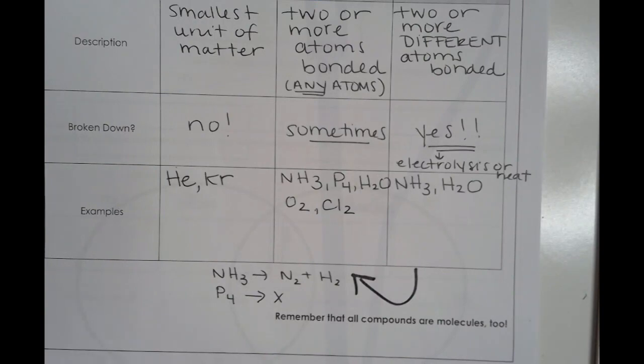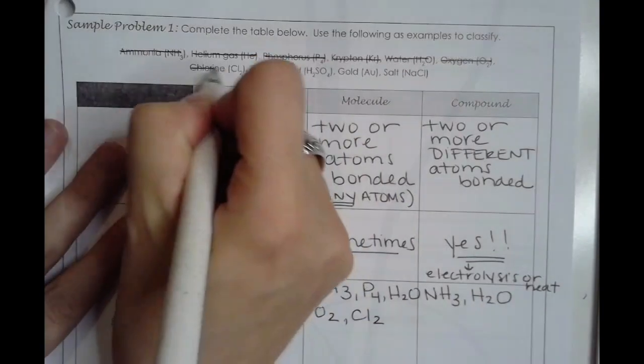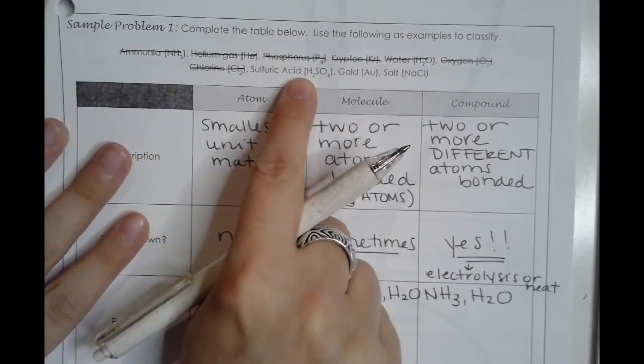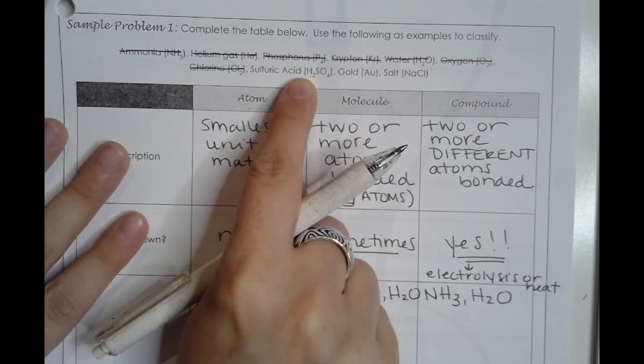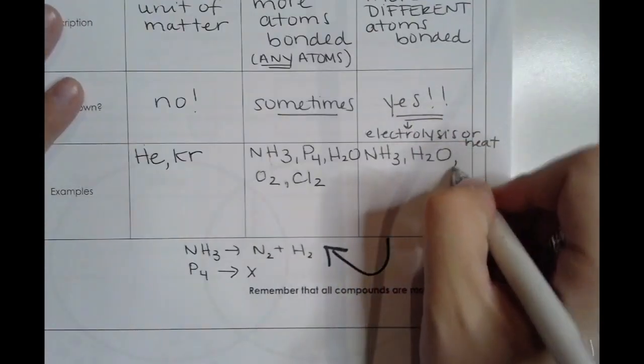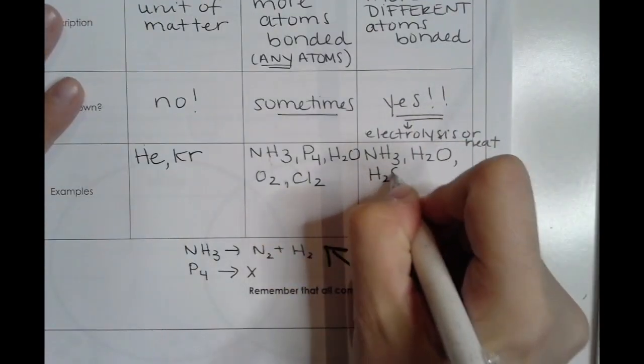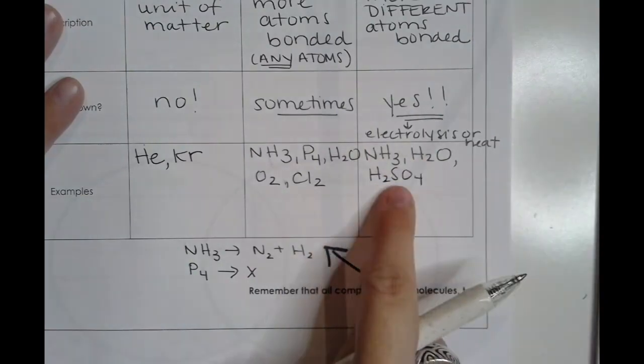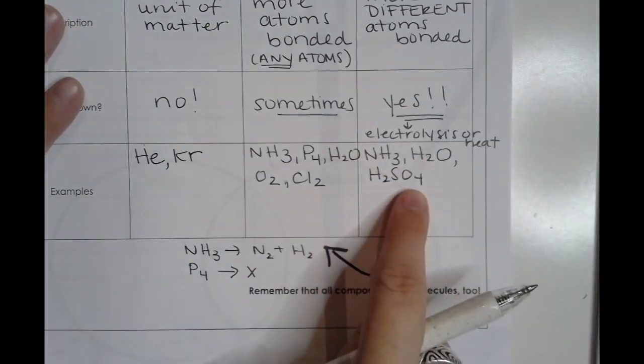Sulfuric acid, H2SO4. This is going to be a compound because it's made up of hydrogen atoms, sulfur atoms bonded to oxygen atoms. And you can break this down. This actually breaks down into water and sulfur trioxide.